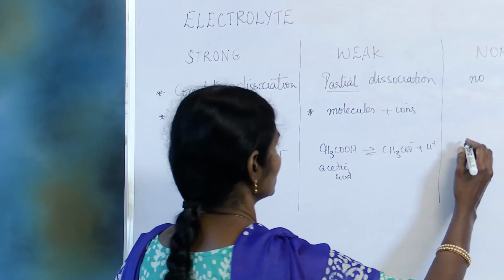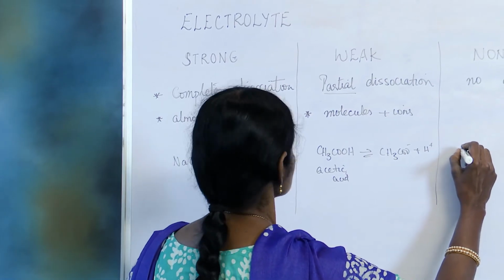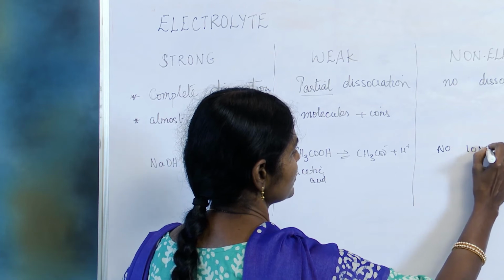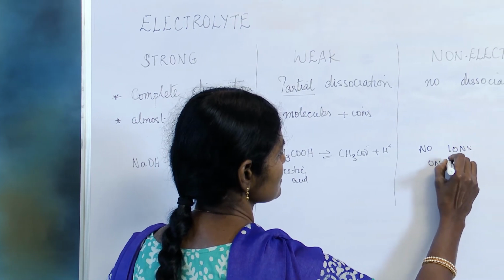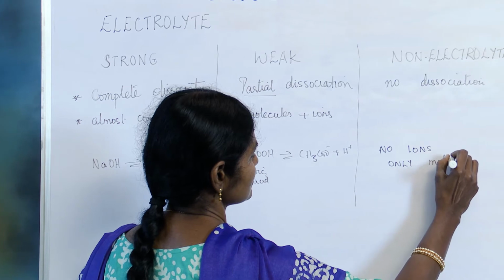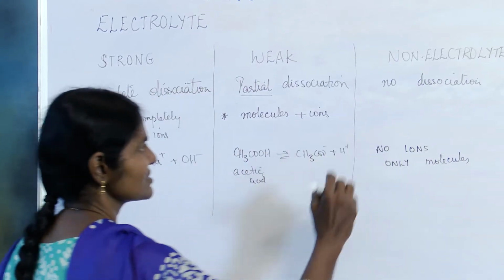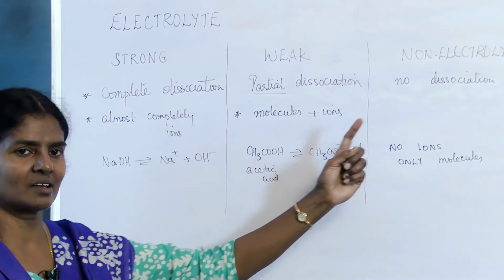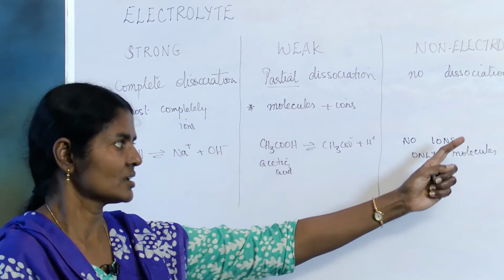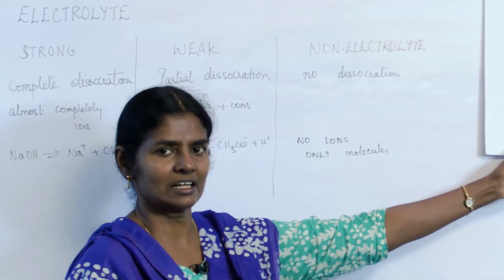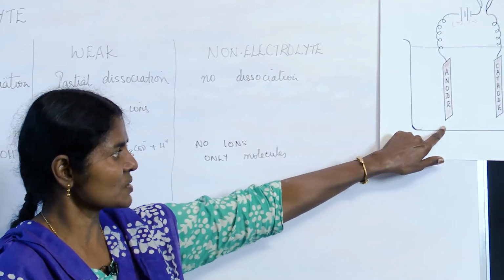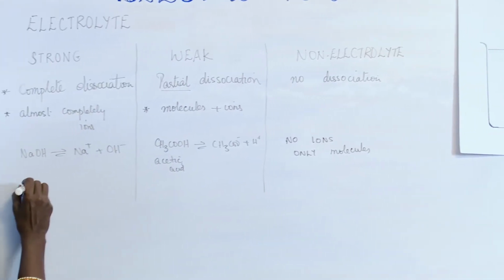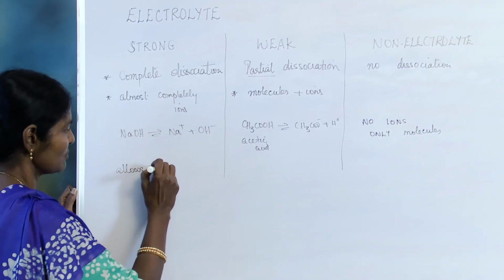When you come to the non-electrolyte, there are no ions, only molecules. So this is the major difference between a strong electrolyte or weak electrolyte and a non-electrolyte. Now coming to the electrolytic cell again, when there is a strong electrolyte here, it allows a large amount of current to pass through.